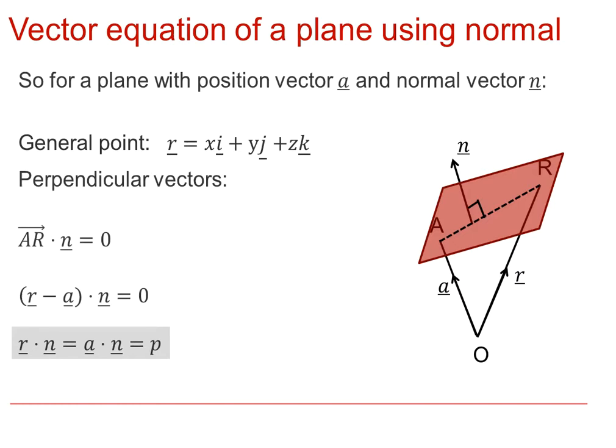So for a plane with position vector a and normal vector n, and a general point r equal to xi plus yj plus zk, which could be written as x, y, z as a vector, then the perpendicular vectors r minus a, taken in scalar product with n, equals 0. Rewriting this as (r minus a) dot n equals 0, and then taking across that a dot n, which will be a constant p.